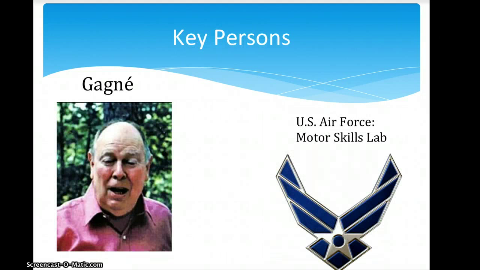Now, Robert Gagne was born in 1916 in North Andover, Massachusetts. Gagne held several faculty positions early on in his career. He then joined the military and served in World War II, and upon completion of that, he did take a civilian role in the U.S. Air Force's Motor Skills Lab. Gagne does accredit his early work with Clarence Graham and his early work with the U.S. Air Force's Motor Skills Lab as key influential years and people during his career.